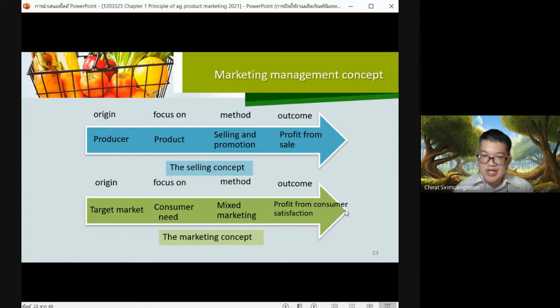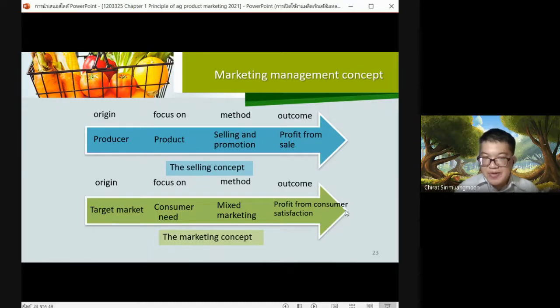They're concerned about target markets first. They think about what consumers actually need. They might need the premium products, or they need medium quality but an acceptable price. Then you can apply the other marketing mix. Then the outcome is the profit from consumers who are satisfied with your product.